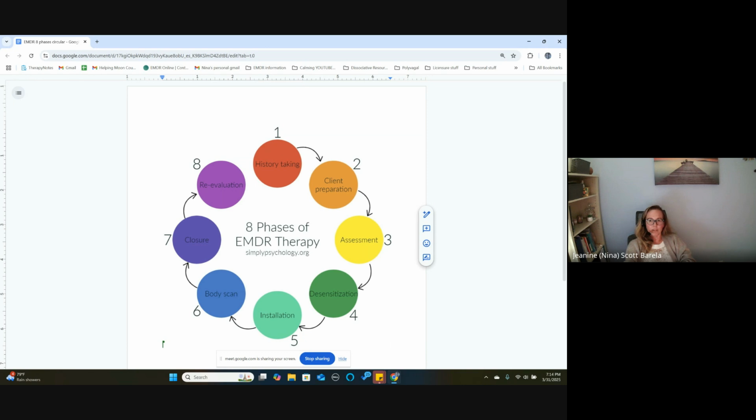I enjoy this image of EMDR because it is very much a circular process. In some ways, we may be in client preparation, move on to assessment and desensitization, and for whatever reason, we may have to go back to preparation, right, to continue those emotional regulation skills. Or we might get to body scan and then recognize there's something we didn't clear and move back to desensitization again. So the idea that it is circular, I think, is important versus linear, because it is very much an interactive model of change and care. So that is eye movement desensitization and reprocessing.